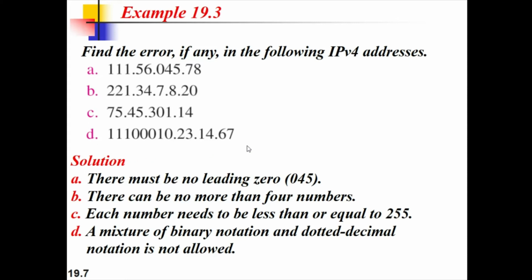And for D, we have 111.00.10.23.14.67. The error is at this point: we cannot mix decimal and binary numbers together. If we want to use binary notation, all must be in binary notation. If we want to use dotted decimal notation, all must be in dotted decimal notation.